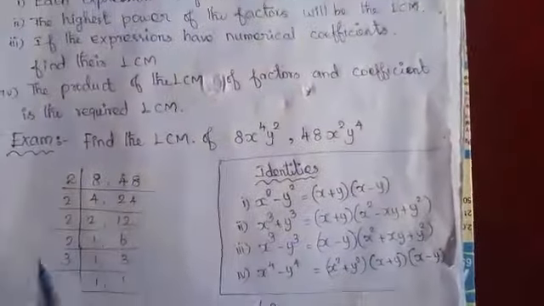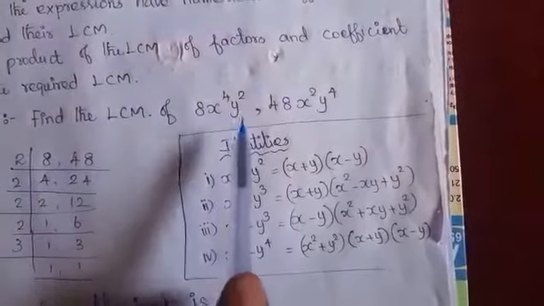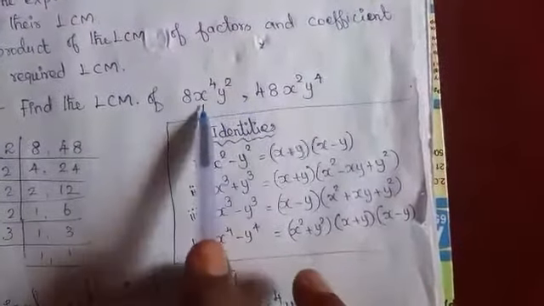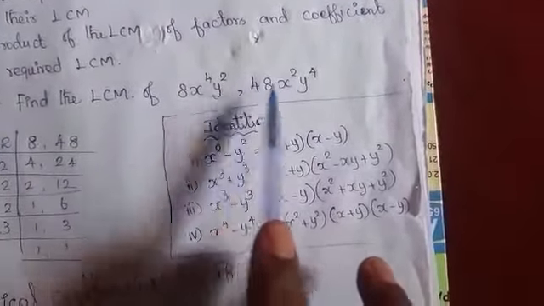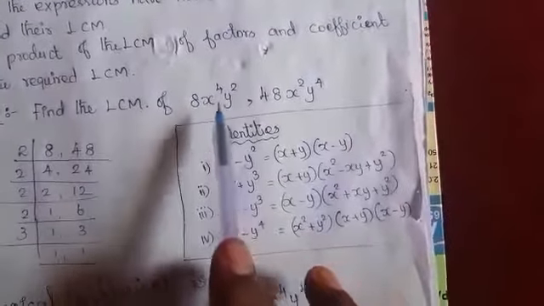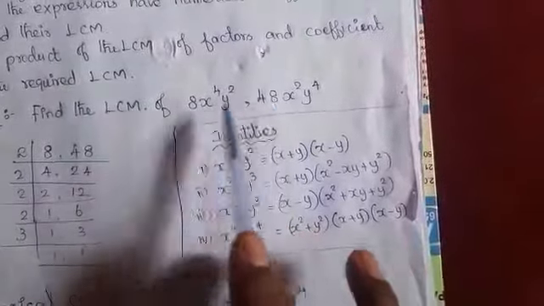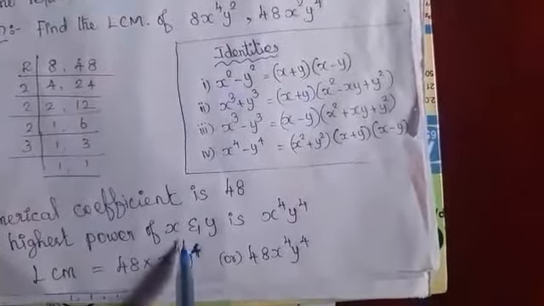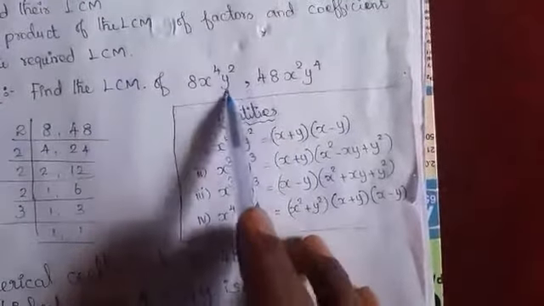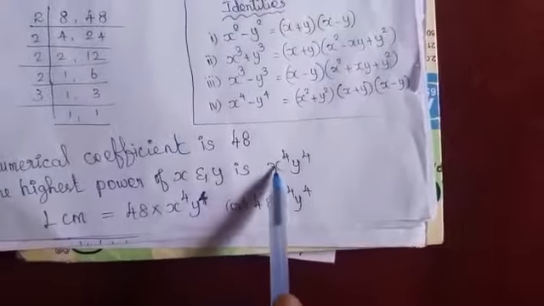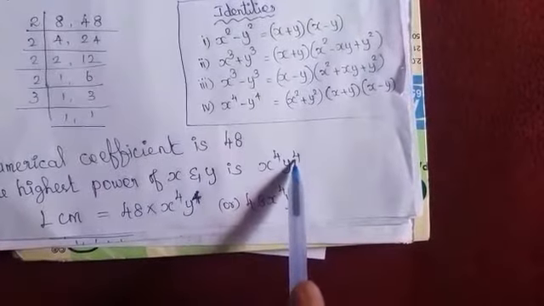For example, find the LCM of 8x power 4 y square and 48x square y power 4. Here there are 2 different variables, x and y. LCM means the highest power of the variables. Comparing the x, the highest power is x power 4. The same method, comparing the y also, the highest power is 4. Therefore, the highest powers are x power 4 and y power 4.